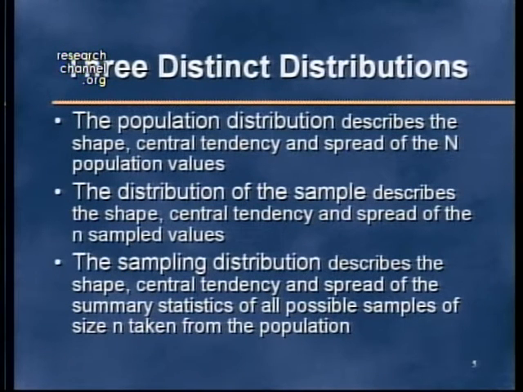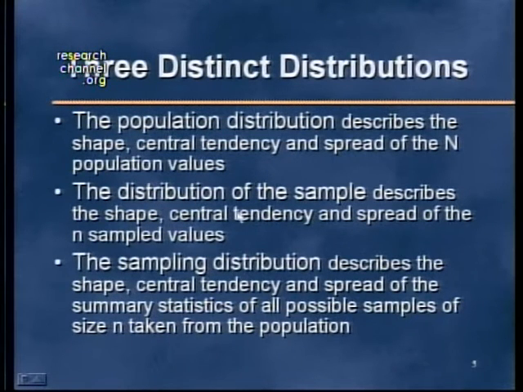So if it makes sense, what I just described, we can really think about three distinct distributions. One is, if we had the entire population and we were looking at the ages of the entire population of people in this class, we would have the population distribution. And we could describe the shape, the central tendency, the spread of the population values.